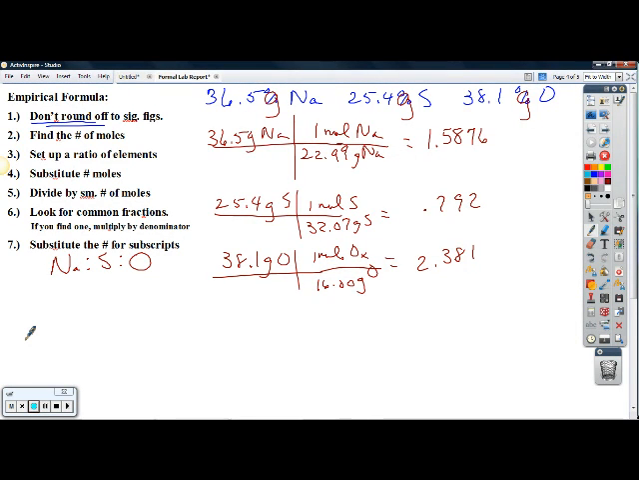Alright, now I'm going to substitute in the number of moles that I just calculated over there. So sodium I calculate as 1.5876, sulfur 0.792, and oxygen was 2.381. All right, you see what I did? I substituted in the moles that I've already calculated. Then I'm going to divide by the smallest number of moles.